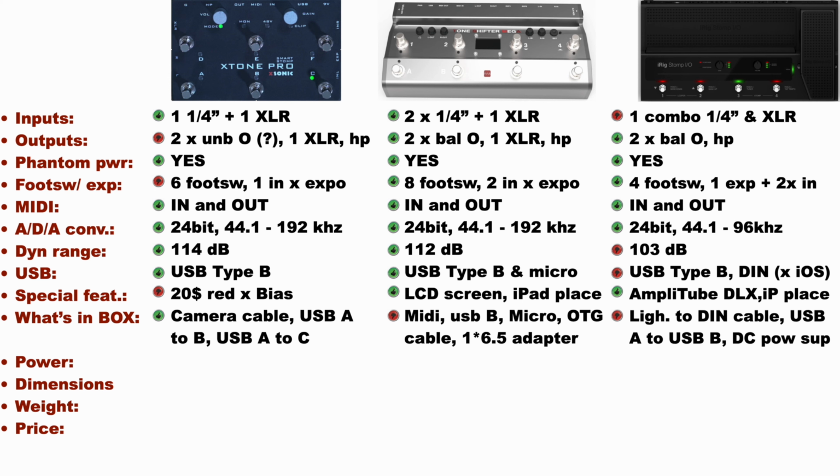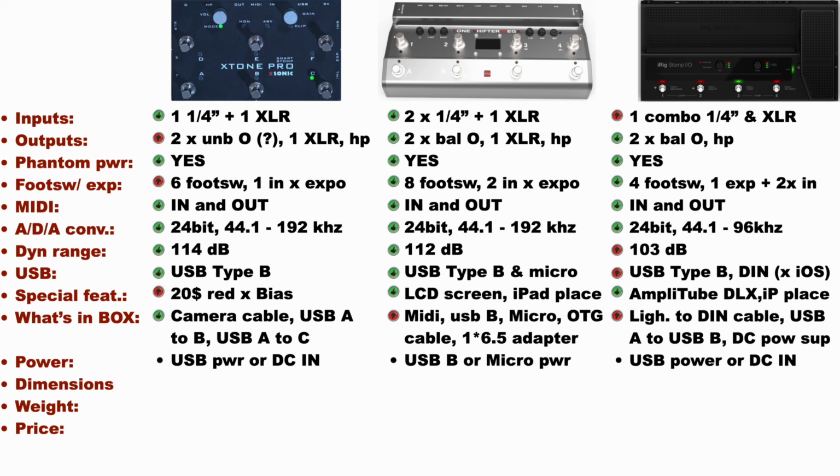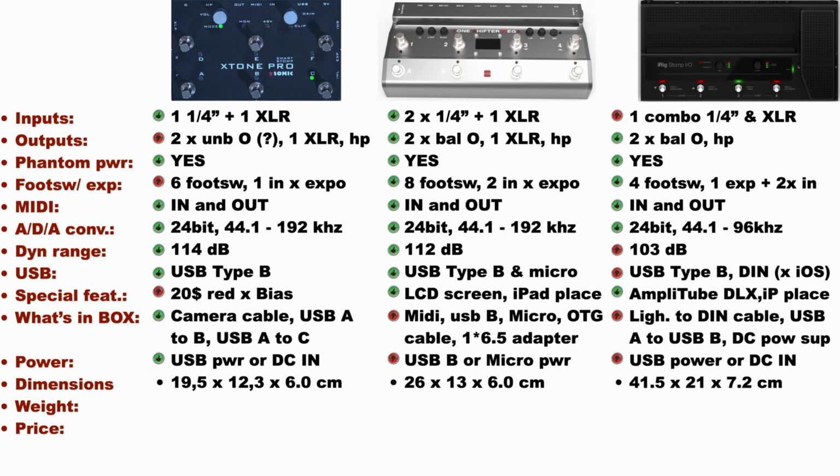As regards power, the tone shifter is the only one that does not come with DC input. The Stomp IO, on the other hand, is the only one that cannot be powered, just connecting it to your iPad. So I will give a thumbs up only to the xTone. As regards dimension and weight, the xTone is the smaller and lighter, and the tone shifter is very close, where the iRig Stomp IO is much bigger and heavier.